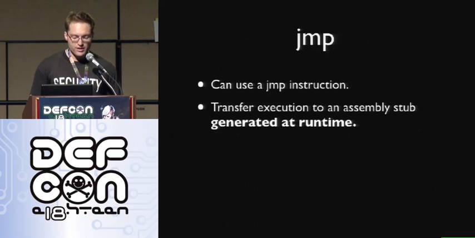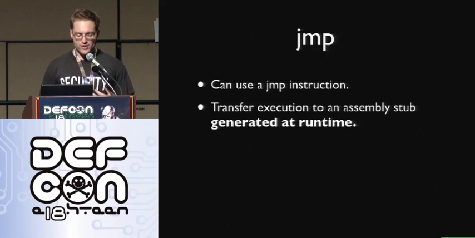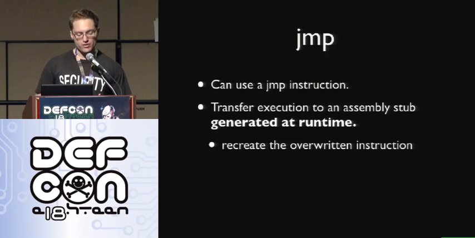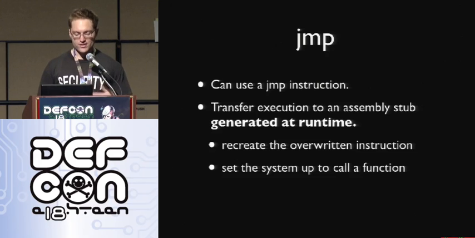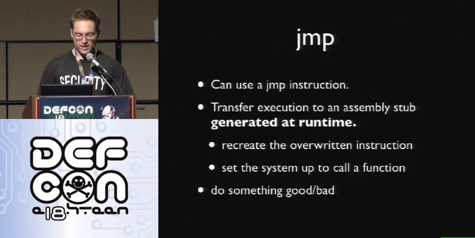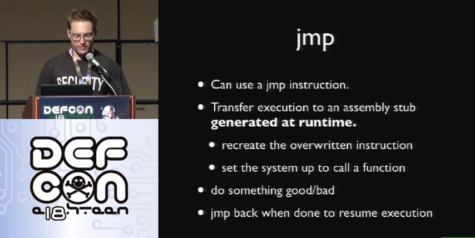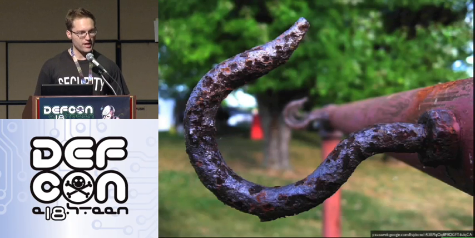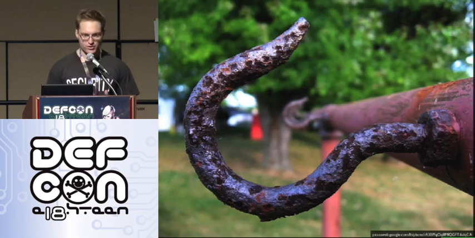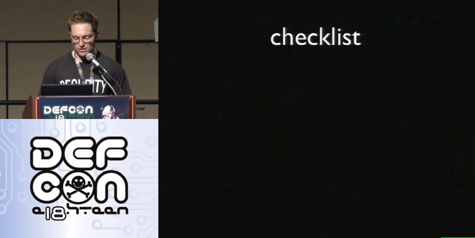We can insert a jump instruction, transfer execution to an assembly stub that we generate at runtime, and then recreate the instruction we just overwrote, set the system up to call a function, and then do whatever we're going to do, whether it's good or bad or whatever, and then jump back and resume execution as if nothing happened. And this is sort of like the crusty third hook that you need to pull this off.